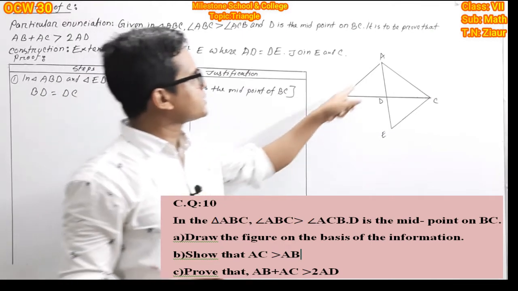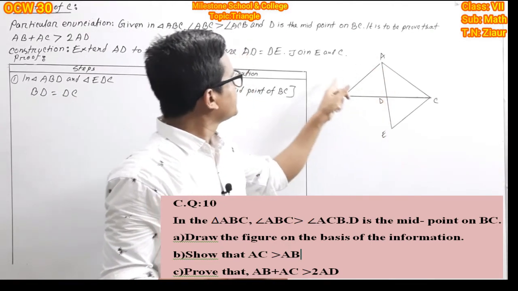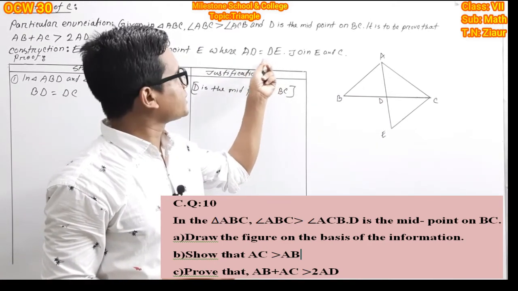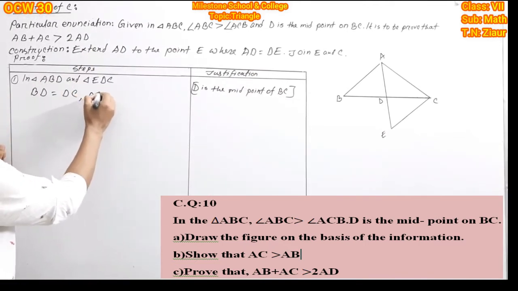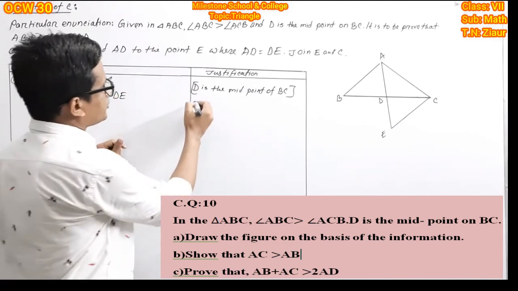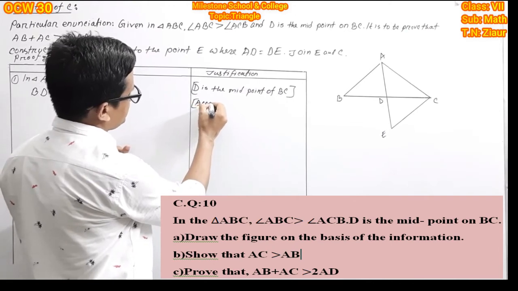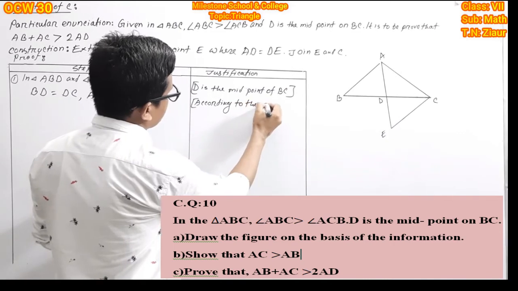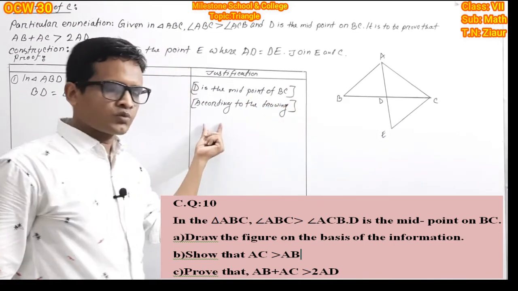So can I write like this? AD is equal to DE, because the length of AD is equal to DE. Already we have taken this one. Okay, according to the drawing we can write here AD is equal to DE. Why is it equal? Because according to the drawing we have drawn it this way. So we can write: according to the drawing. Have you understood, students?